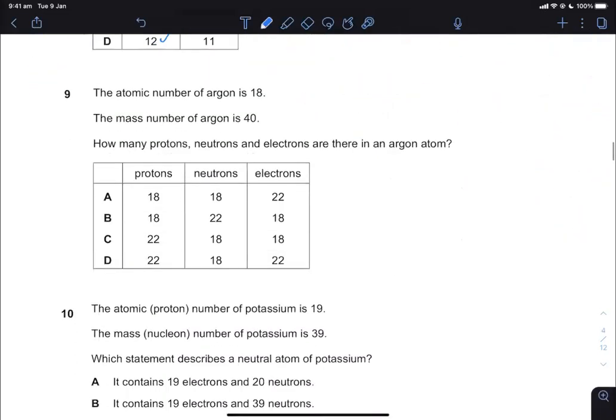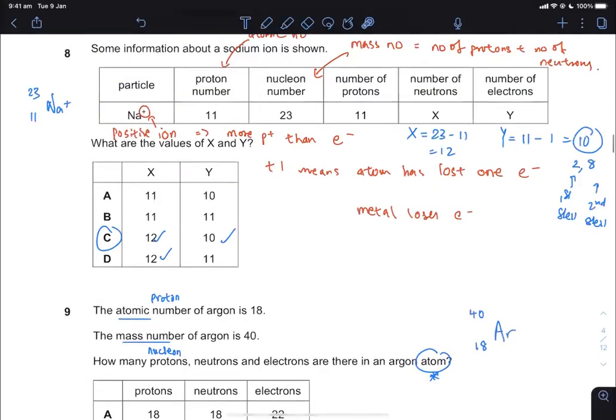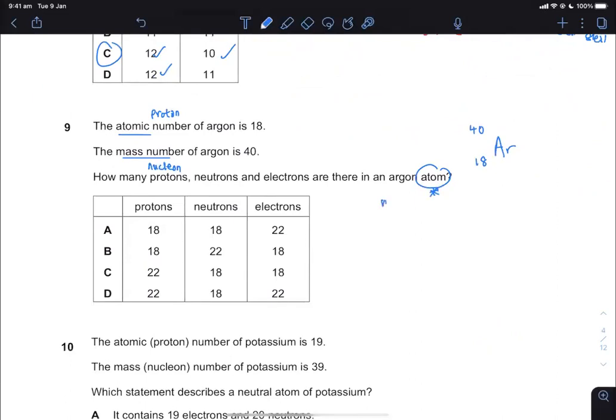Question 9, we'll just go a bit faster now. So when you have argon, the mass number is also known as nucleon number. The atomic number is also known as proton number. So proton number at the bottom, nucleon number on top. Don't forget that this is an atom. Just now you had an ion. Ion meaning you are charged. Atom meaning you are uncharged. So the number of electrons is equal to the number of protons because overall it is uncharged.